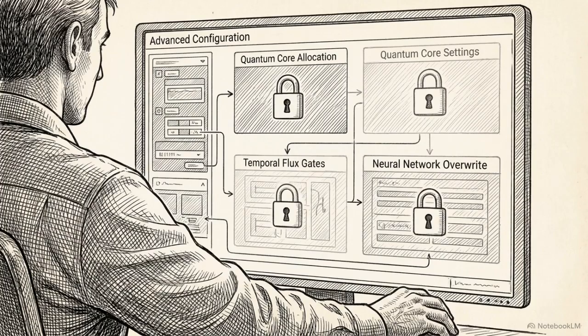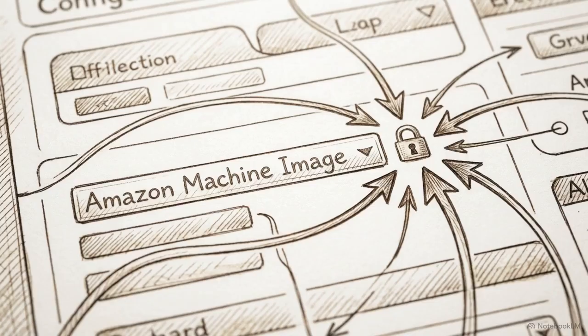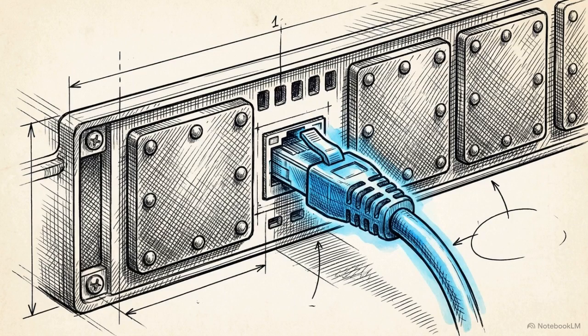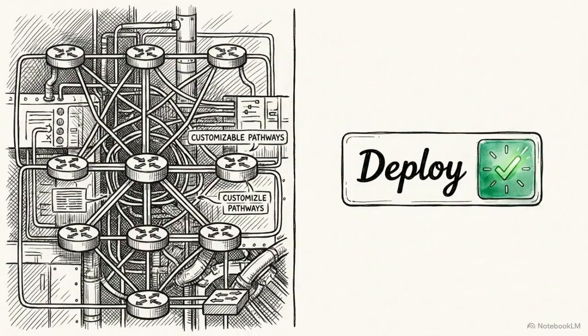You also accept strict technical compromises. Auto Mode prohibits custom Amazon machine images, blocks host-level bootstrapping, and restricts networking entirely to the native AWS VPC CNI. Auto Mode converts fixed engineering headcount costs into a variable compute surcharge. You trade deep architectural control for immediate operational velocity.